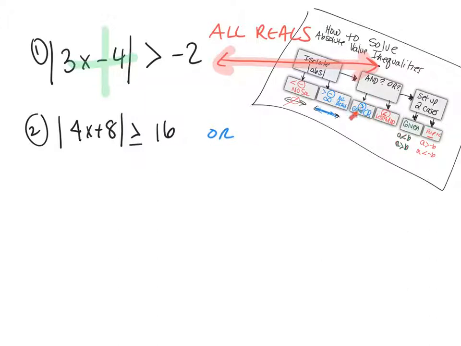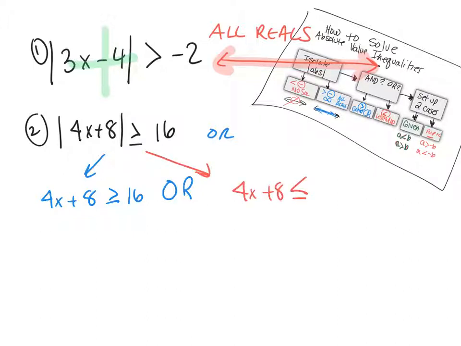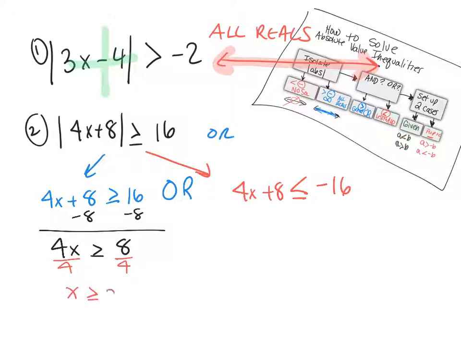Now that I've figured out it's an or, you go to the next step: set up the two cases. The two cases are the given, 4x plus 8 is greater than or equal to 16, or the other one, 4x plus 8 is less than or equal to negative 16. And now you solve each. When I solve the first case, I get 4x is greater than or equal to 16 minus 8, which is 8. Divide by 4. X is greater than or equal to 2.